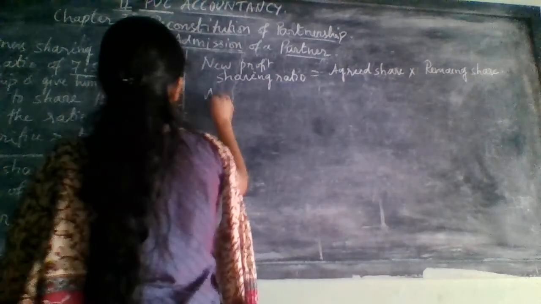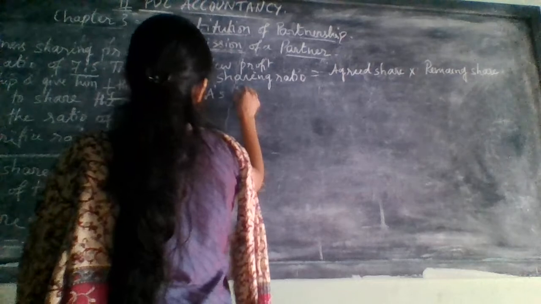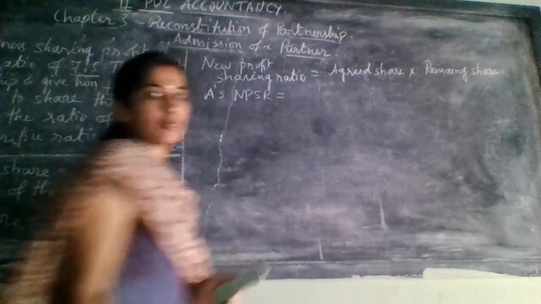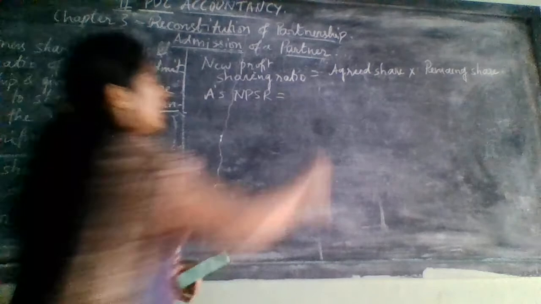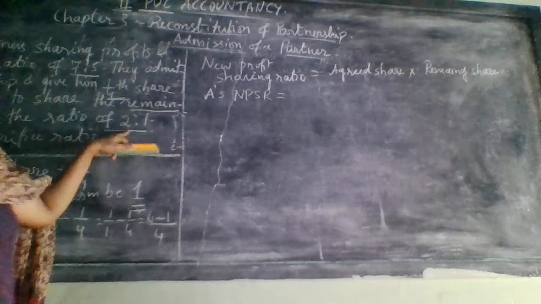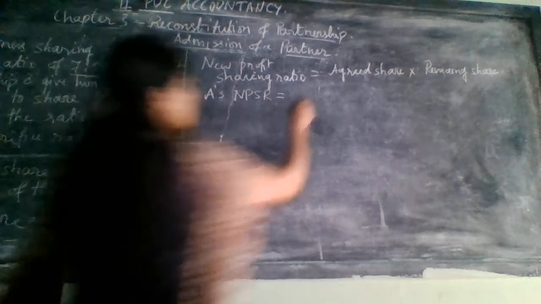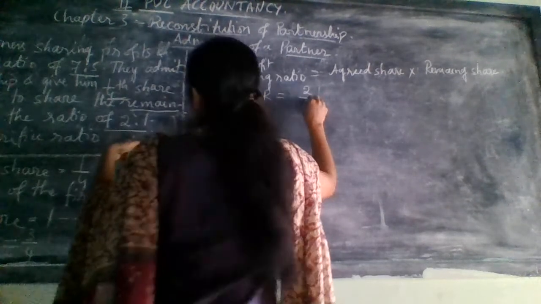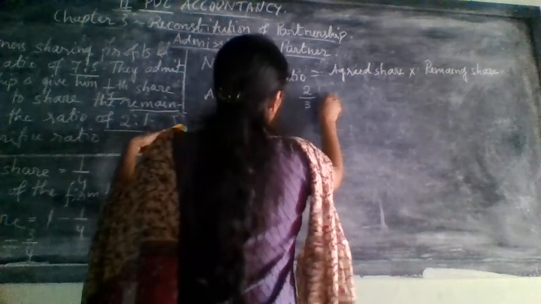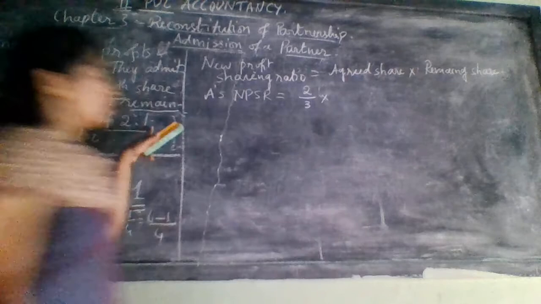First I will write whose name? A's name I will write. A's NPSR. I will make a short form of that. NPSR is nothing but new profit sharing ratio. His agreed share is given at last. How much is it? 2:1. That is 2 by, 2 plus 1 will come 3. So agreed share is 2 by 3.